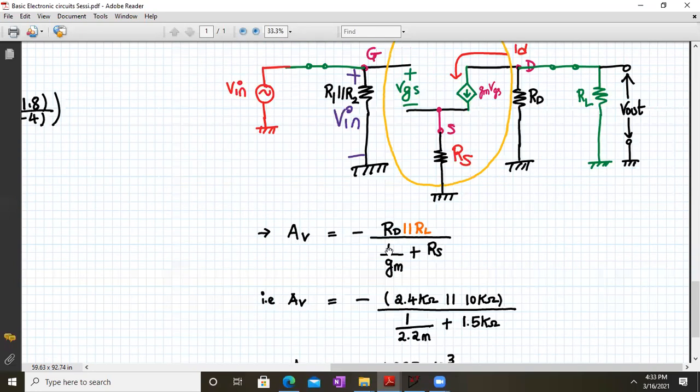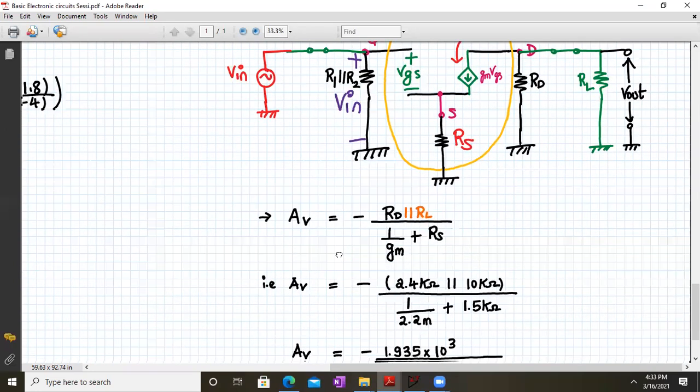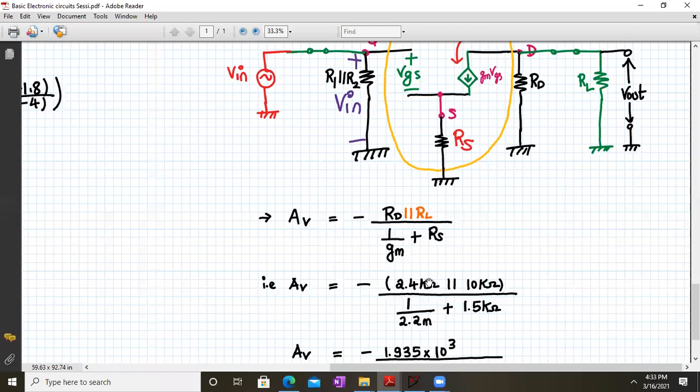Okay. So kindly note down this formula and try to substitute these values. RD was 2.4 kilo ohms, RL is 10 kilo ohm, GM we calculated as 2.2 milliampere per volt, and RS was 1.5 kilo ohm. And let me know the answer. I'll wait for some time. Please note down this formula. This formula will be useful whenever there is no capacitor connected, or we can say RS is unbypassed. And let me know the answer, please.